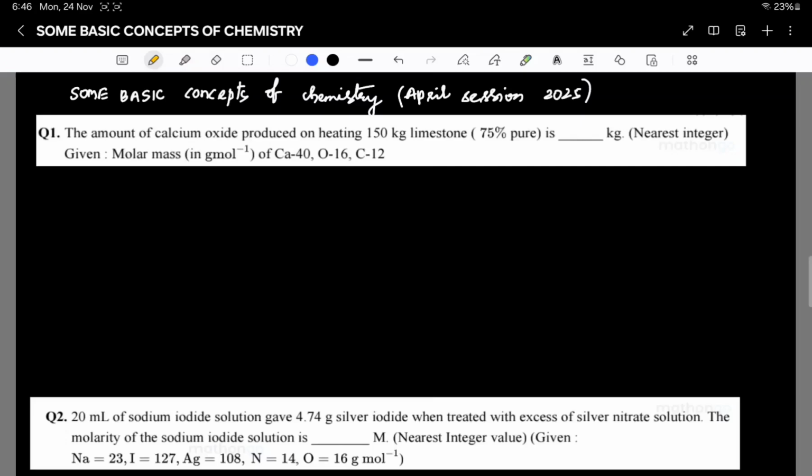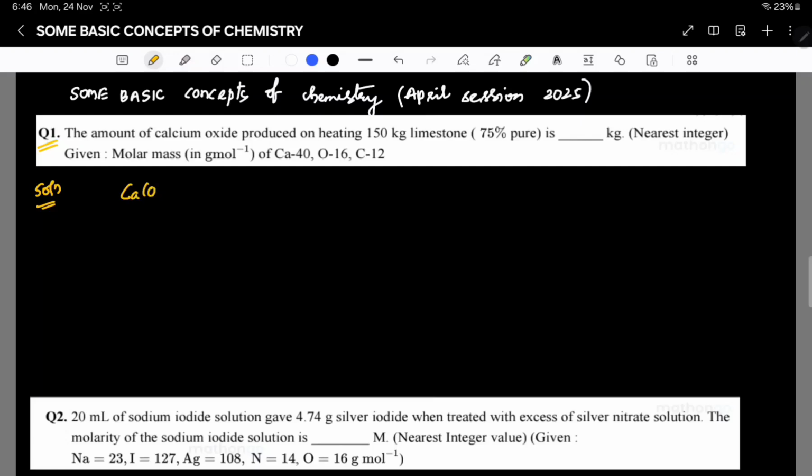Now the first question, student: the amount of calcium oxide produced on heating 150 kilogram of limestone, which is 75% pure. So he is asking the amount of calcium oxide when calcium carbonate of 150 kilogram is heated, right? So simple question, student, right? So solution we will discuss.